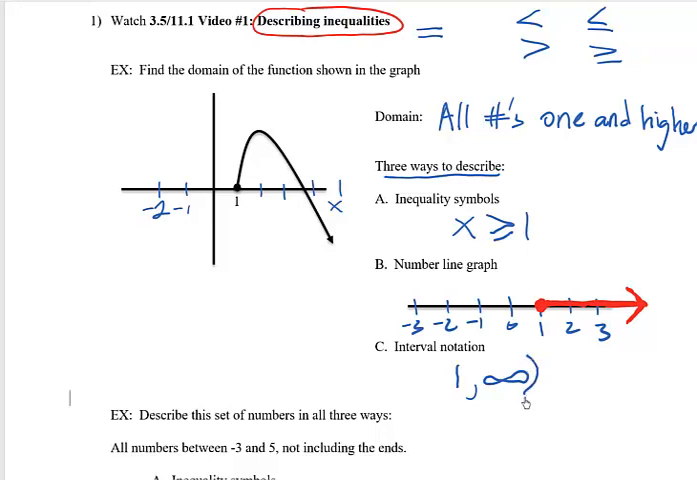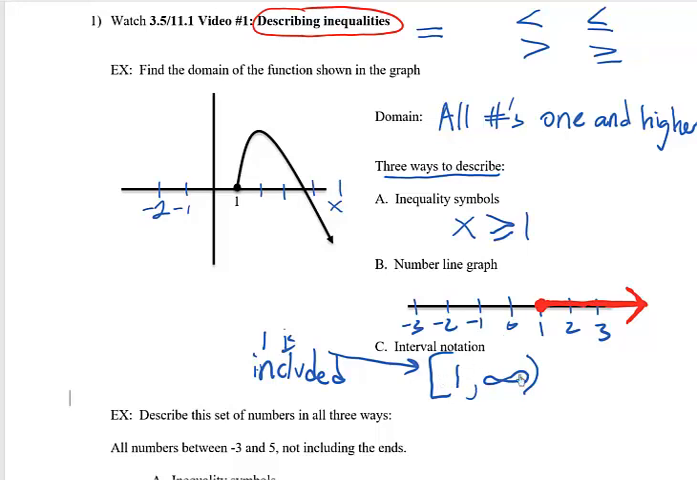Infinity always gets a parentheses, but that 1 has a filled in circle, and so I put a bracket around it. The bracket communicates including 1. Okay, that's the meaning of the bracket, that 1 is included in your set of numbers. If I put a parentheses there, it would mean no, not 1, only the things more than 1.